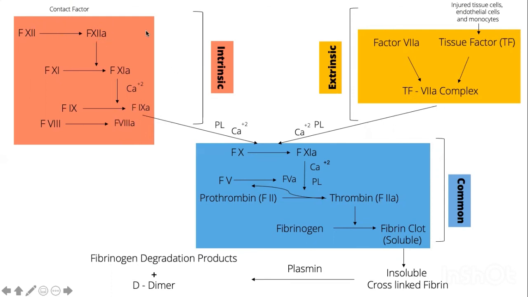As we mentioned, we can memorize it starting with factor 12, ending with factor 8, skipping factor 10. And then we have the common pathway, which starts with factor 10, 5, 2, 1. And then we form the fibrin clot, which is the soluble one. We need factor 13 to form the insoluble fibrin clot. And then, in turn, everything should have an end. So by plasmin, we convert the insoluble cross-linked fibrin into fibrinogen degradation products and D-dimer.